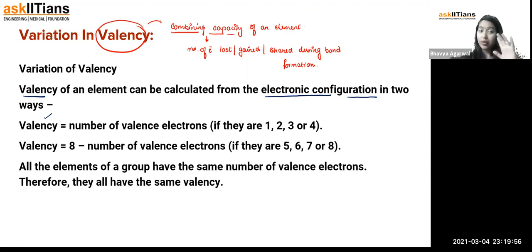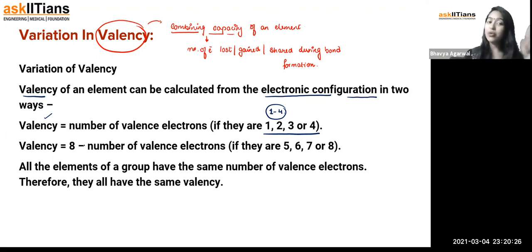Valency is equal to the number of valence electrons if the valence electrons are 1, 2, 3. So if the valence electron is 1, the valency of that element will also be 1. If in the electronic configuration the outermost electrons or the valence electrons are 2, for instance in calcium, then the valency of calcium will also be 2, and so on.